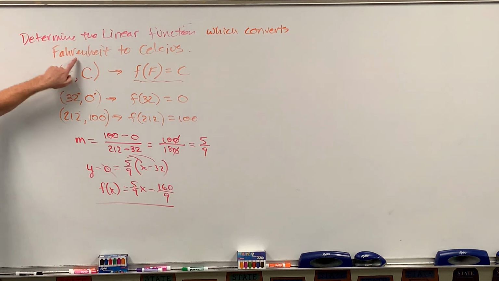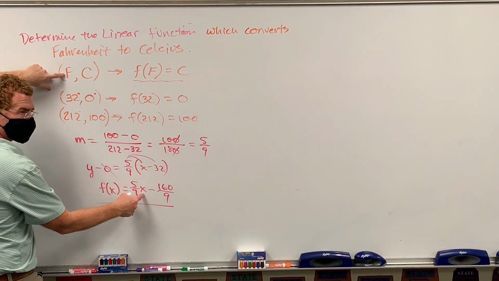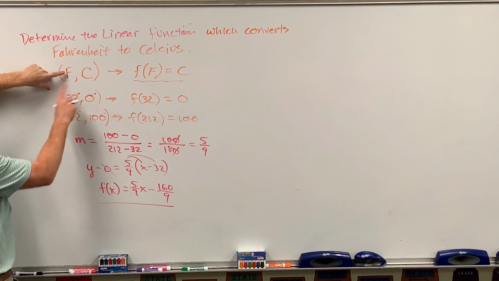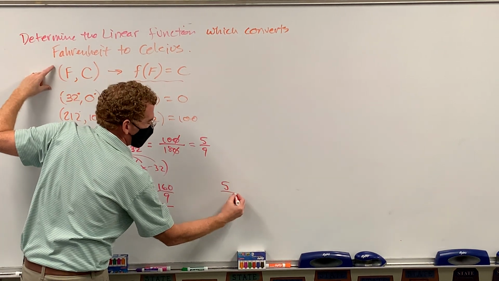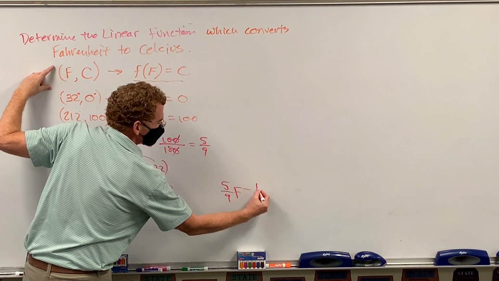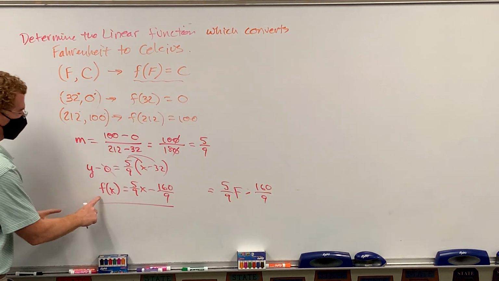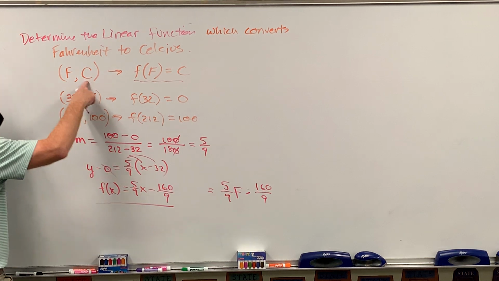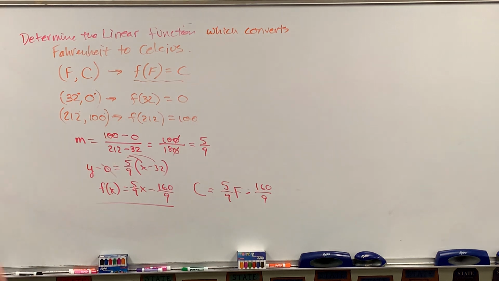But if I asked you for an equation that went Fahrenheit to Celsius, make sure you remember F stands for what? Fahrenheit. Yeah, but it represents which coordinate? X. The x coordinate. So that would also be like doing 5/9 F. And then the function, the y value, is like the C. And you just came up with an equation that converts Fahrenheit to Celsius.